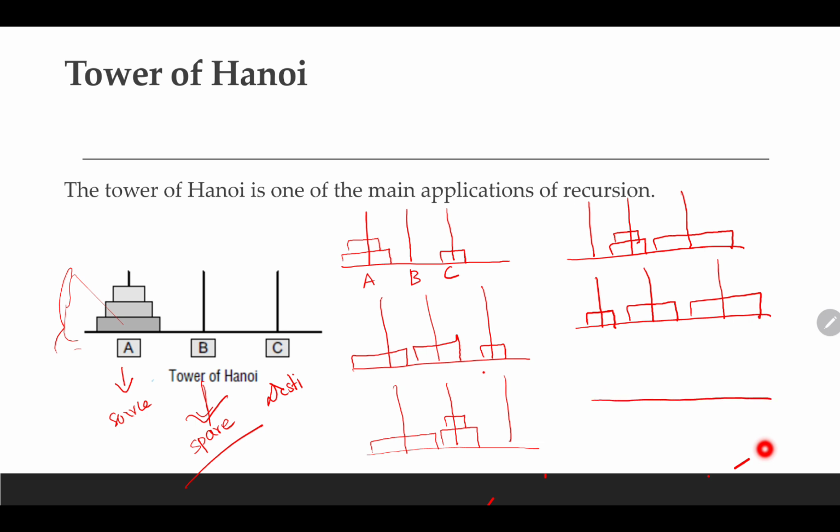In the next step, the biggest ring is in pole C, then the medium is in pole C, and the small one will be in pole A. And in the next step, first the biggest one, then medium, then the small one. So in this way we have to move all the rings from pole A to pole C. So this is the procedure.